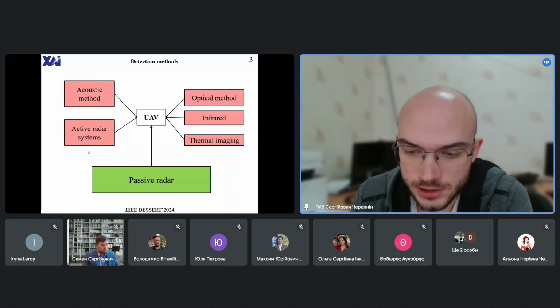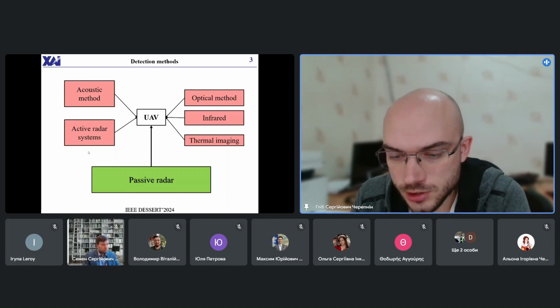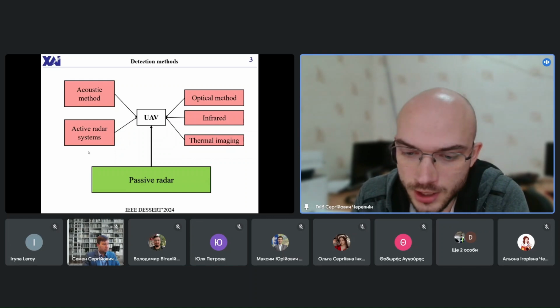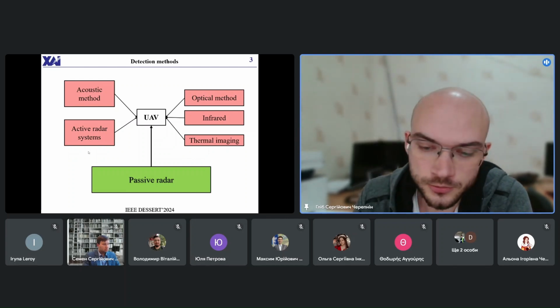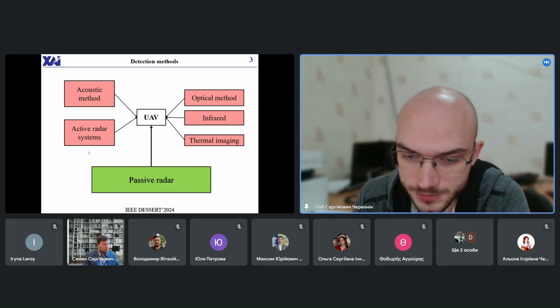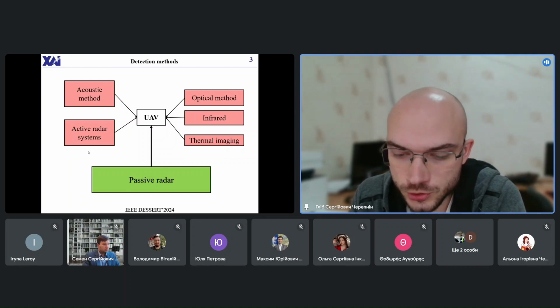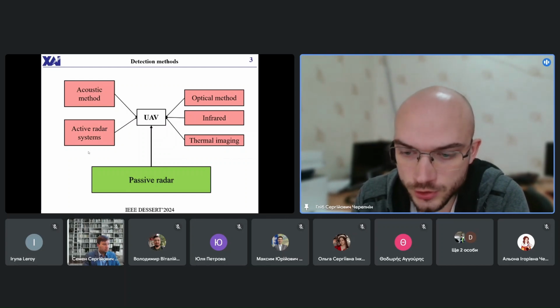Each of the methods has its advantages and disadvantages, but they are united by the fact that at the same time, research is being conducted on the development of methods and applications for reducing the visibility of UAVs in specific ranges. Therefore, it is proposed to use a passive radar system for detection.